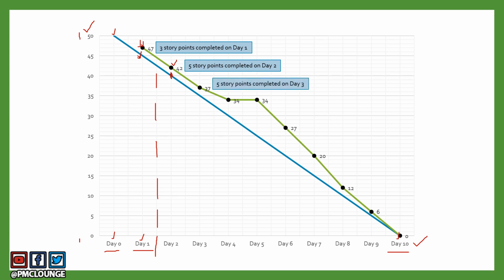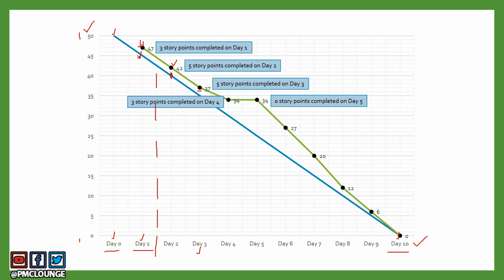Then on day 3, the team again completed 5 story points. So you basically plotted the green line and you have 37 story points that are left, and you're done with day 3. Day 4, again 3 story points were done, and you are now at 34.